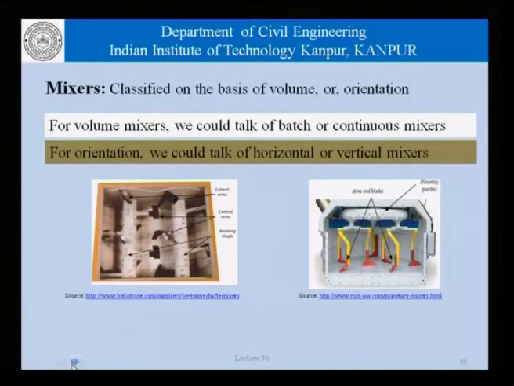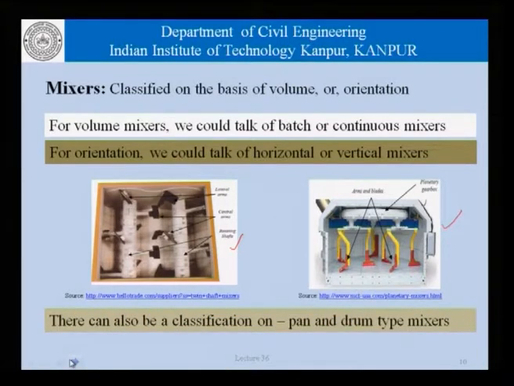As far as orientation is concerned, we could talk in terms of vertical or horizontal mixers depending on the orientation of the axis about which the blades of the mixer are rotating. This here, for example, shows a vertical mixer where the blades are rotating about a vertical axis. This here is a horizontal mixer where the blades will rotate about a horizontal axis.